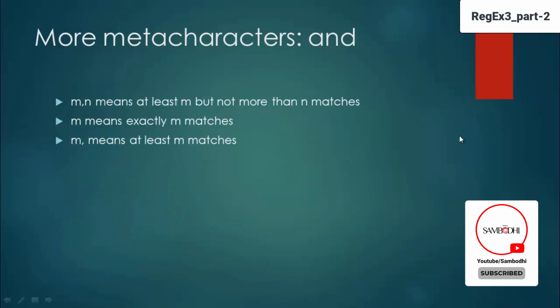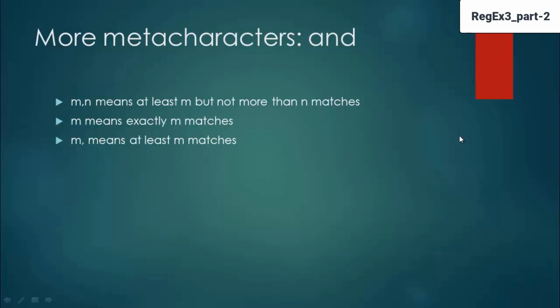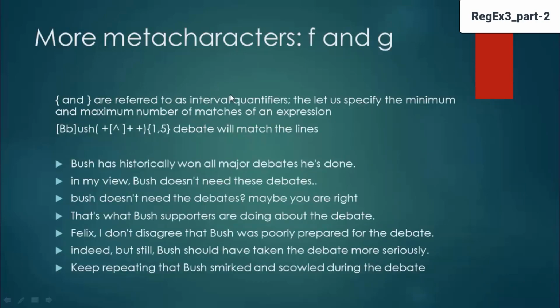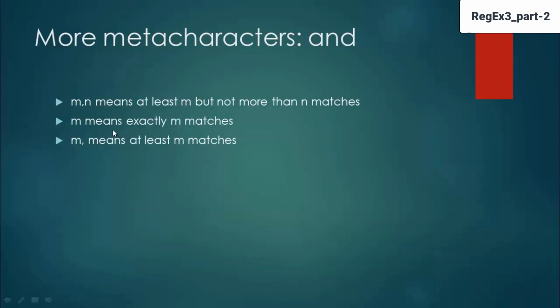In that regular expression, you're setting the minimum. For example, if I use curly brackets to specify m comma n, it means at least m but not more than n matches. Here it was set as 1, so if it is set as 2, it will look for at least 2 matches in the sentence. So m in braces means exactly m matches, and m followed by a comma means at least m matches.